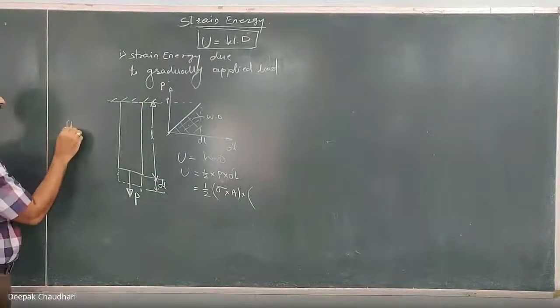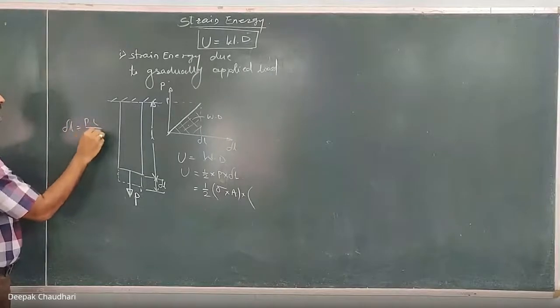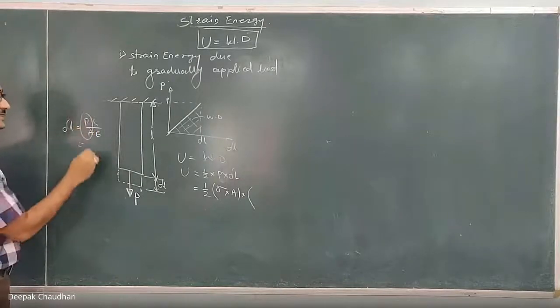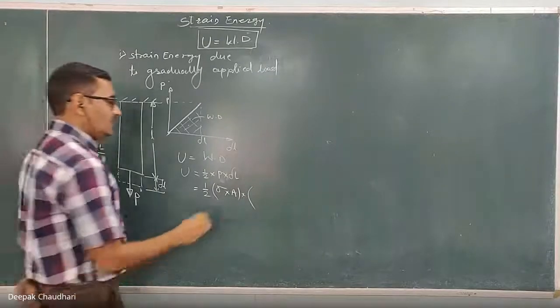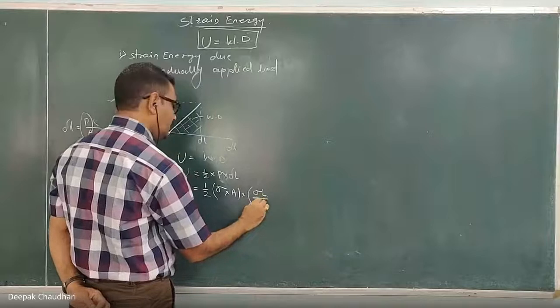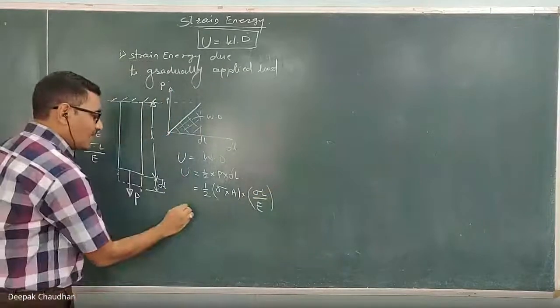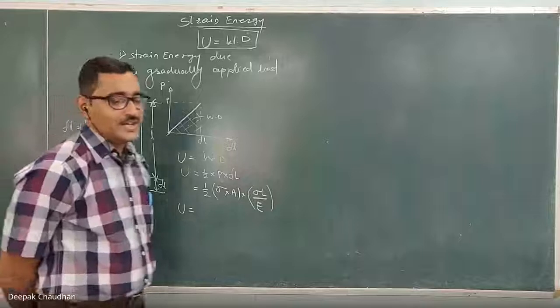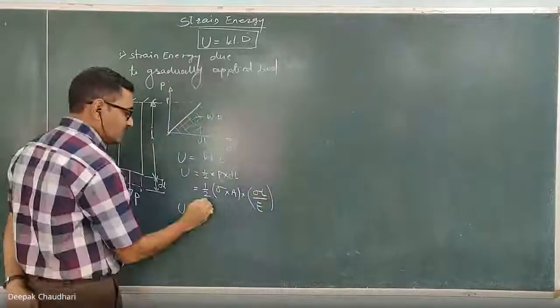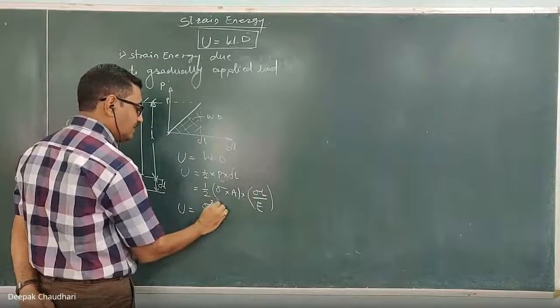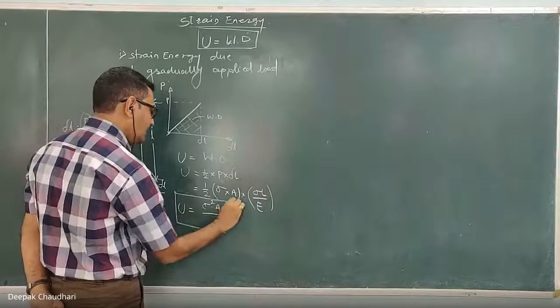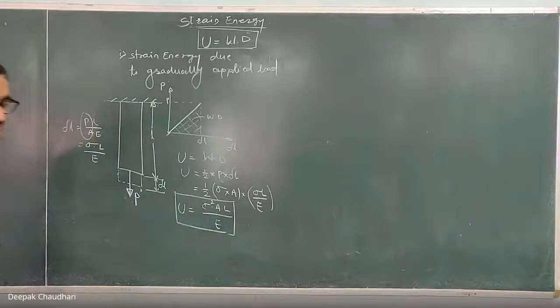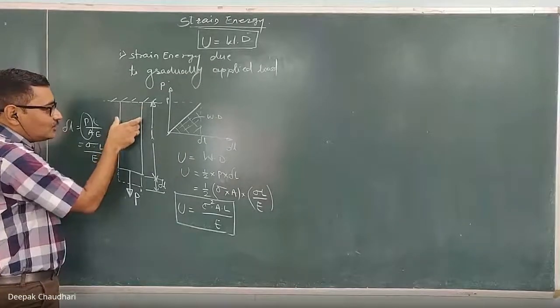Here we know that delta L equals PL upon AE, where this P upon A is the stress because of this gradually applied load. So it is sigma into L upon E. If I substitute that sigma L upon E, I will get the strain energy stored because of the gradually applied load, which is equal to sigma square into A into L upon E. A is the cross-sectional area and L is the length. Here A into L is the volume if the rod has a uniform area.